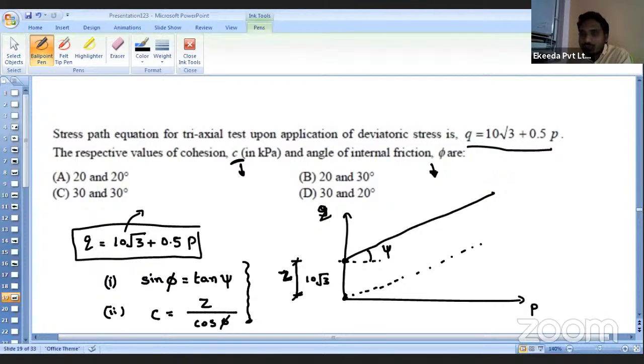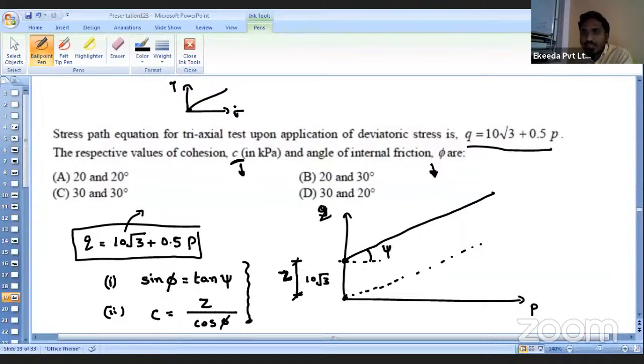Imagine that the curve starts here. Then what about the z value? The z value will be equal to 0, isn't it? So if your z value is 0, then what about the cohesion? 0. So if you are drawing the stress variation along the normal stress and the shear stress, even if I draw a curve like this, what does it mean? Your cohesion is equal to 0.